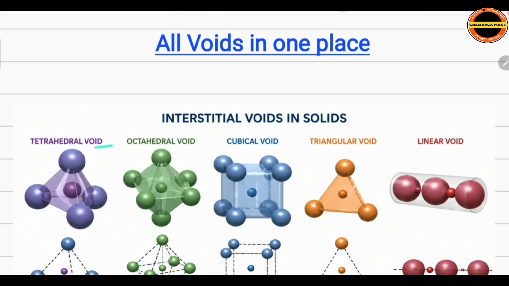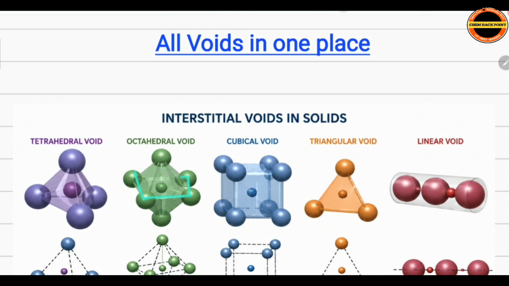See a tetrahedral void, we know the tetrahedral shape. In a tetrahedral shape, the middle atom is surrounded by 4 atoms, we know. But here the middle one is a void. The space between these 4 atoms is referred to as a tetrahedral void. So whenever these 4 atoms are placed together in a tetrahedral manner, the resultant space between these 4 atoms is referred to as a tetrahedral void.